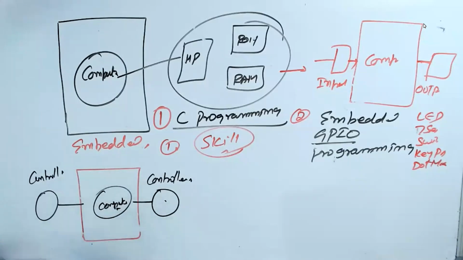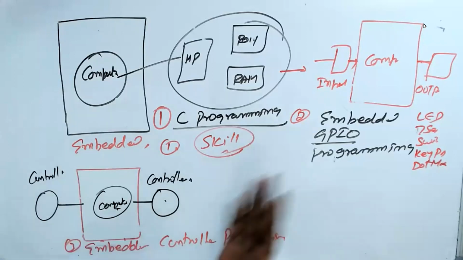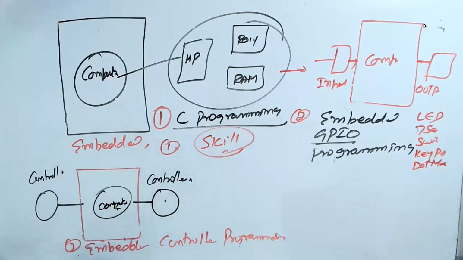This is the third one: embedded controller programming. You can bypass all the steps by using a function directly, but you will never understand anything else. And the interviews also don't like that.